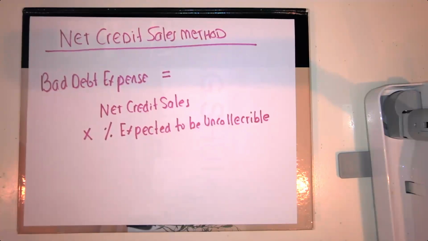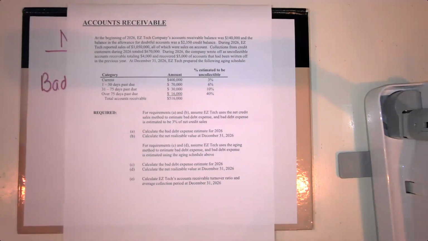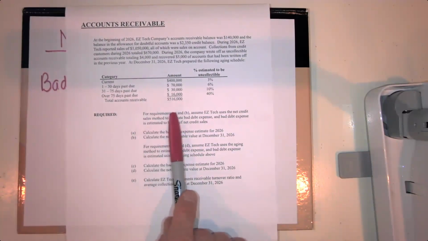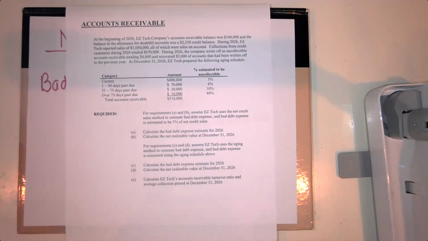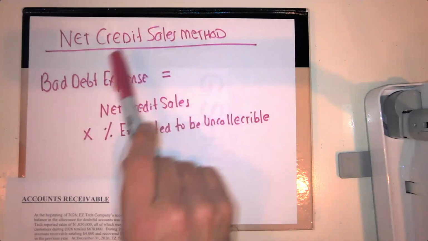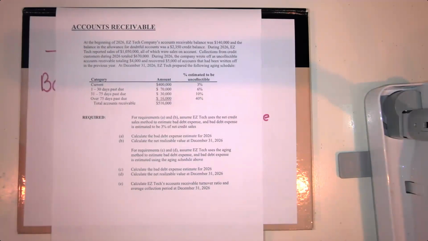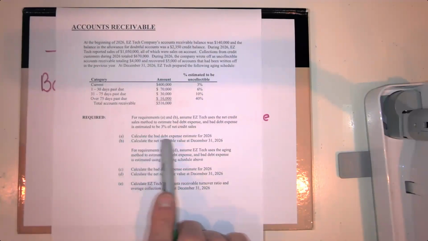Now take a look, and let's just come back here for a moment. Take a look at the first two requirements of our problem. And it tells us for requirements A and B, assume that Easy Tech Company is using this method right here. Assume they use the net credit sales method to estimate their bad debt expense. And they have estimated bad debt expense to be 3% of their net credit sales. Requirement A wants you to calculate the bad debt expense estimate for the year.